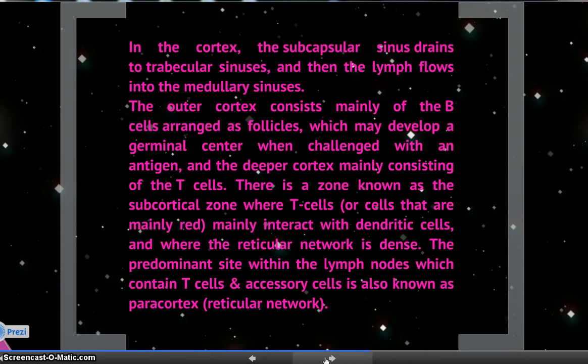There is a zone known as the subcortical zone where T cells mainly interact with dendritic cells and where the reticular network is dense. The predominant site within the lymph nodes which contains T cells and accessory cells is also known as the paracortex, with its reticular network.